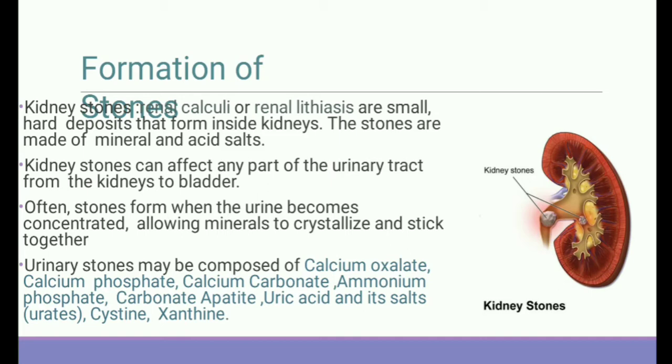Urinary stones may be composed of calcium oxalate, calcium phosphate, calcium carbonate, ammonium phosphate, carbonate, apatite, uric acid and its salts, cysteine and xanthine.